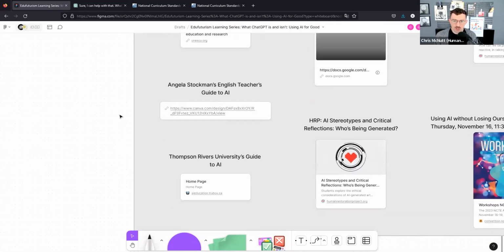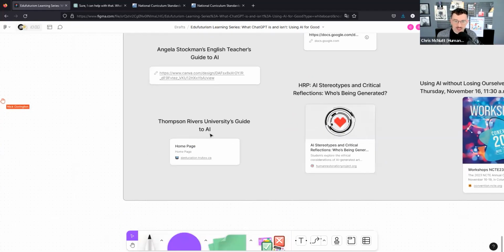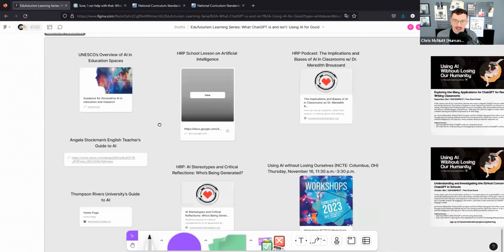There's this piece that was shared with us via Trevor, via Angela Stockman, which was amazing. This Canva piece goes into a bunch of different resources that could be used for English, but I think K-12 more broadly, you could find something there. I'm really partial to this Thompson Rivers University Guide to AI. It's kind of underground, just a random university in Canada, but the website's really well made, and it's a really brief overview of what's going on there. Cool visual guide.